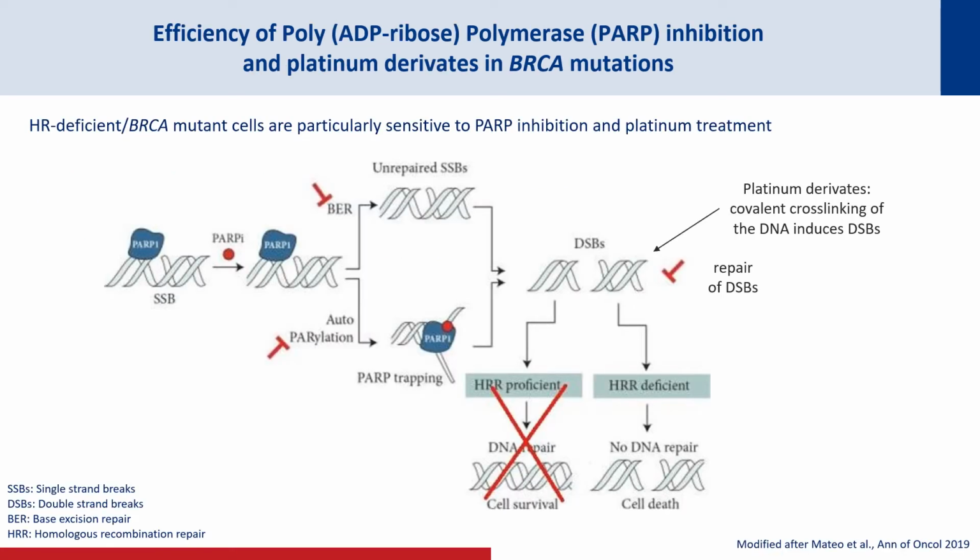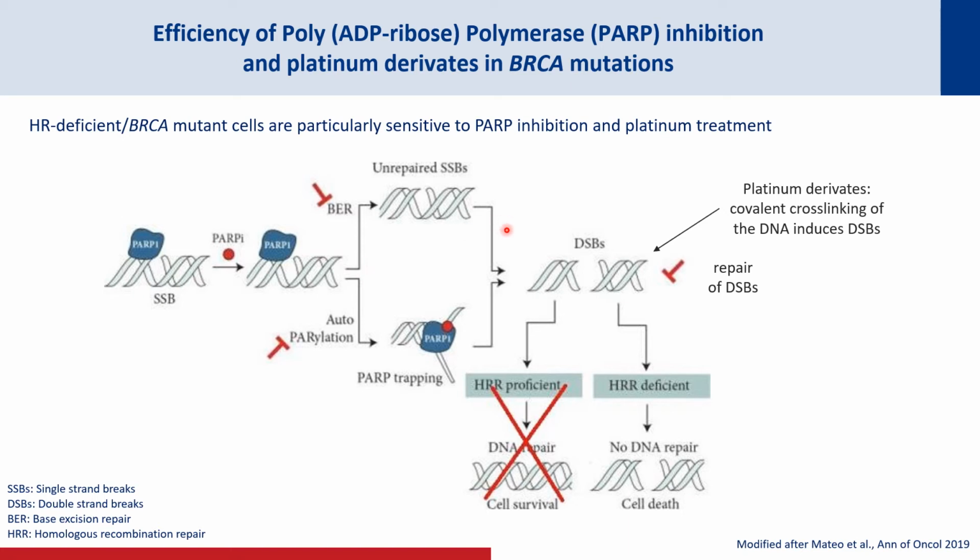Why are BRCA mutant cells particularly sensitive to PARP inhibition and platinum treatment? PARP is a DNA damage sensor and signal transducer that binds to DNA single-strand breaks. PARP inhibition impairs the repair of single-strand DNA breaks by disrupting the base excision repair pathway and also by causing PARP trapping through inhibition of autoPARylation and PARP release from the DNA.